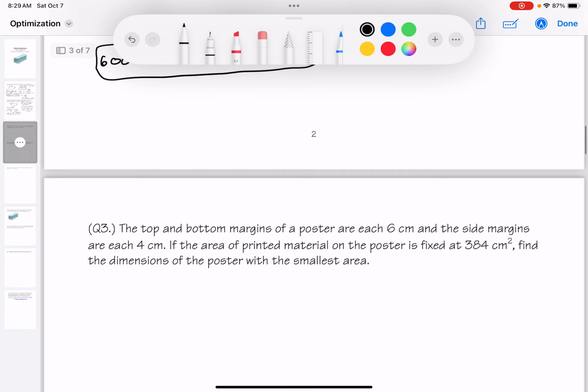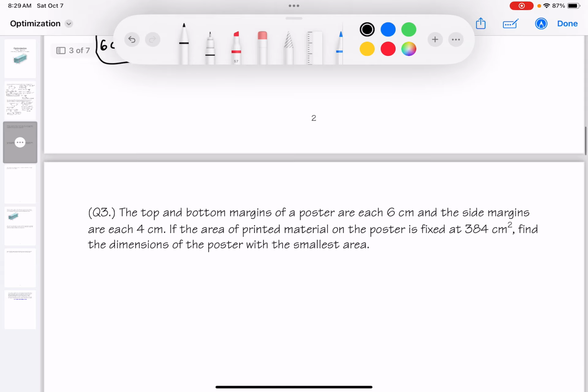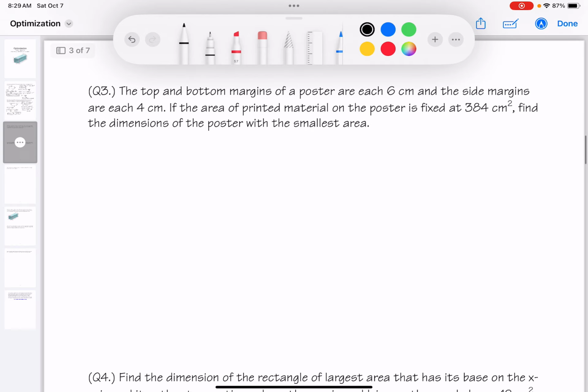And again, they go through a series of questions, and they're pretty straightforward, by the way. I don't see anything too complicated at this point. Okay, it says the top and bottom margins of a poster are 6 centimeters, and the side margins are 4 centimeters. The printed area is 384 centimeters cubed.